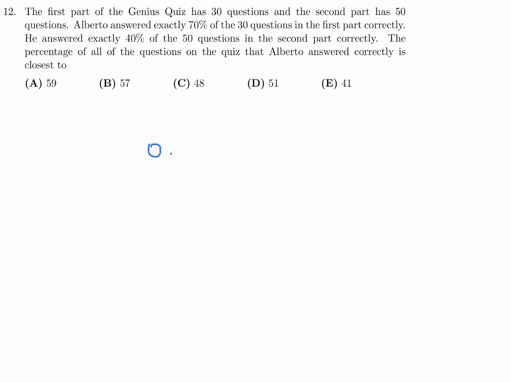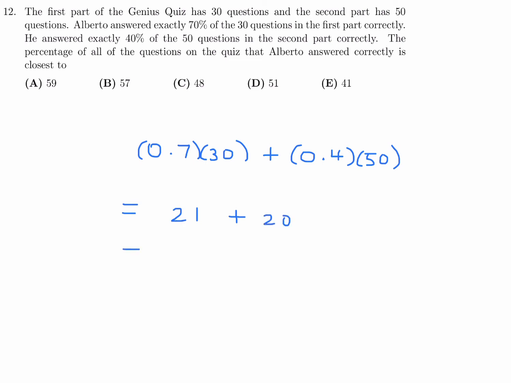So 70% of the 30 questions and 40% of the 50 questions. This is what he answered correctly. This is 21. This is 20. So that's 41. And then they want the percentage in terms of all the questions. So that would be 41 over the total, and 30 plus 50 is 80. And that is 51%. So Alberto is not a genius. And number 12, the answer is D.